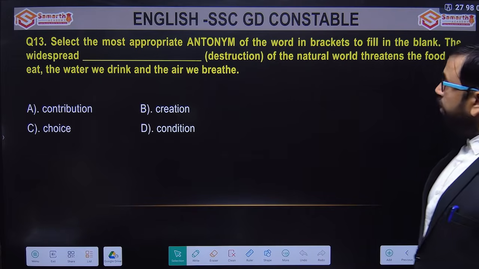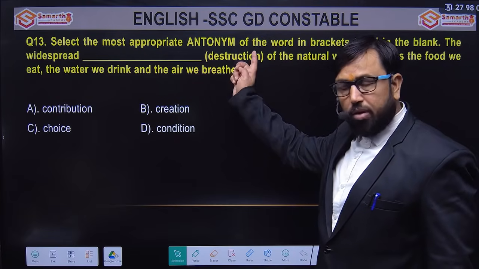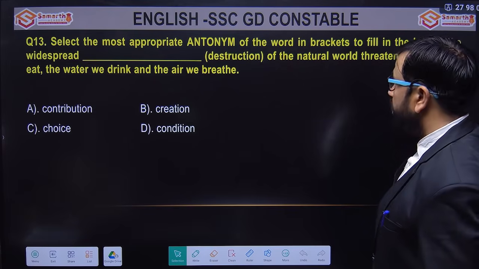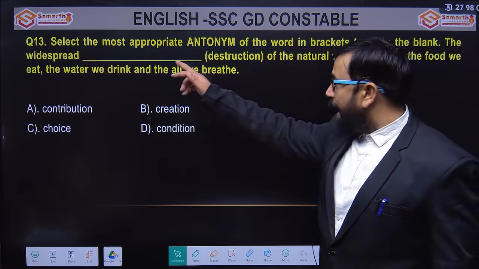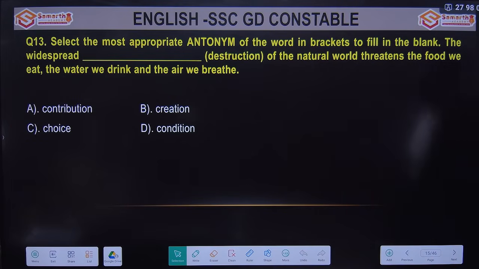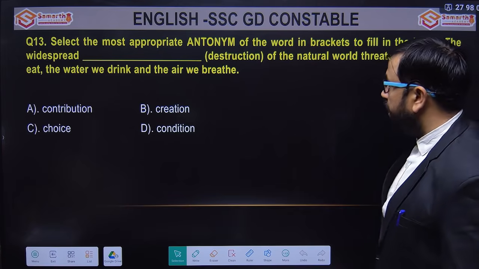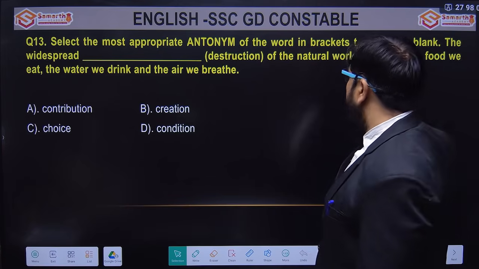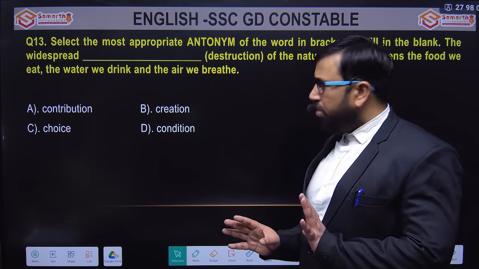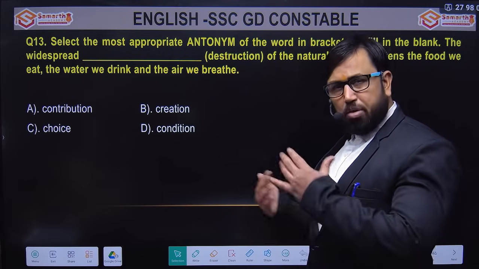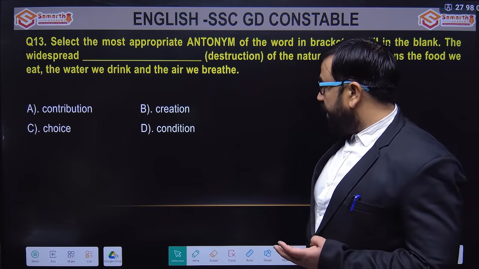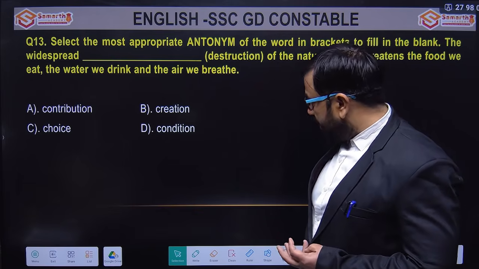Okay, next one is, again we have to look at the antonyms of the given word. Antonym means opposite, the word with opposite meaning. The question is, the widespread destruction of the natural world threatens the food we eat, the water we drink, and the air we breathe. The given word is destruction, a quite simple word, everybody knows what destruction means. Now we have to find the opposite word. Options are contributions, creations, choice or conditions.